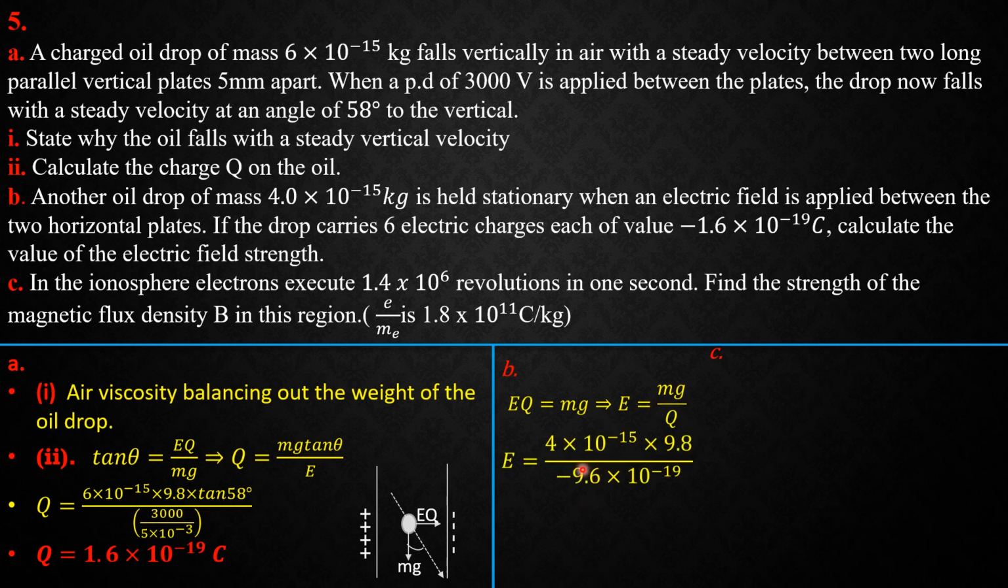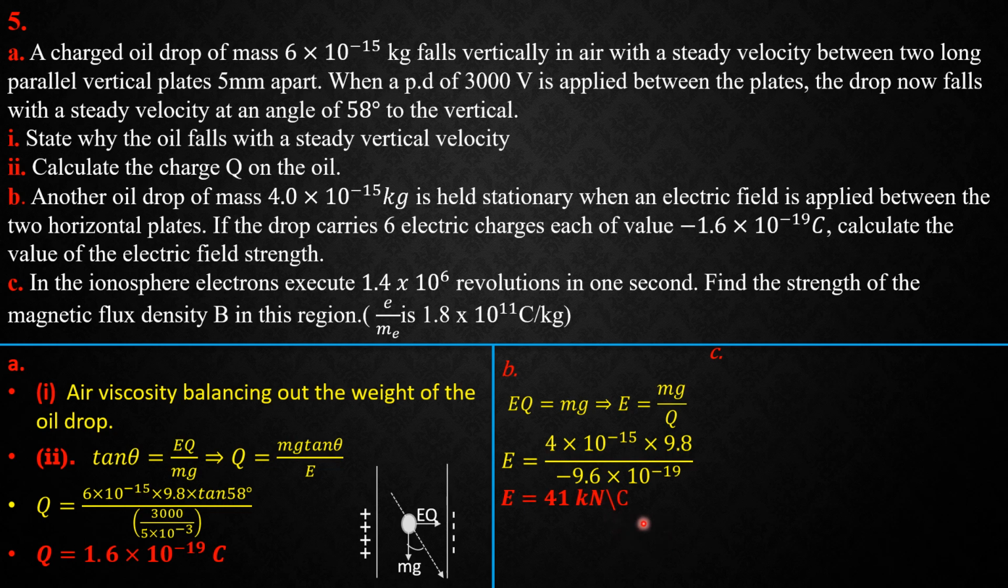So our mg, of course, is the mass, 4 times 10 to the negative 15 kilograms, multiplied by g, which is 9.8, divided by q. And the q here has 6 electric charges, each of value 1.6 times 10 to the negative 19. So we have 6 multiplied by this to give you the total charge, which gives you 9.6 times 10 to the negative 19. So you get that ratio, and then our E is basically 41 kilonewton per coulomb.